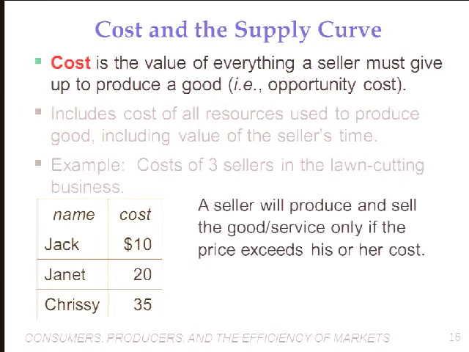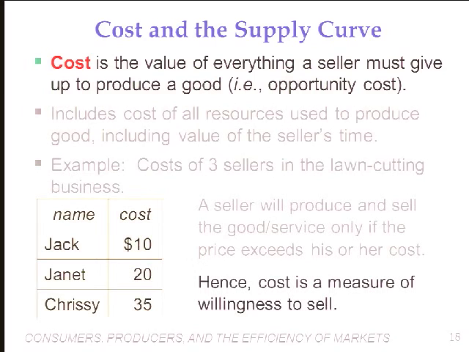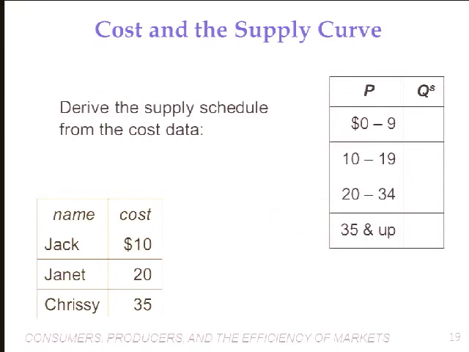Okay. Derive the supply schedule. Okay. For a price from 0 to 9, is there any quantity supplied to the market? No. Because it would be irrational for any one of these 3 sellers to offer their services if the price was 9 or below. However, at a price 10 up to 19, Jack is going to be engaged, right? For a price above 20, Janet will be engaged as well. And then finally, for a price 35 and above, Chrissy will also be engaged.